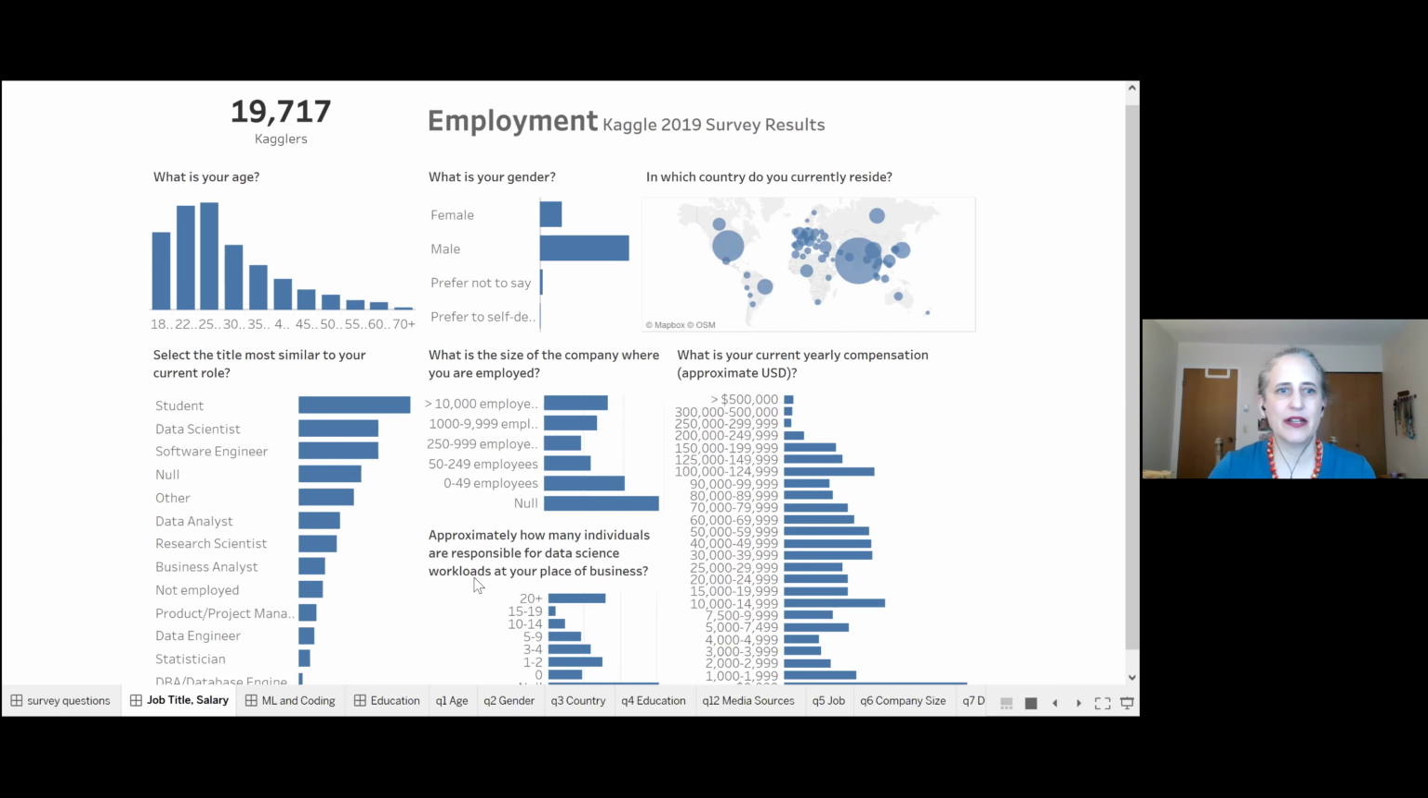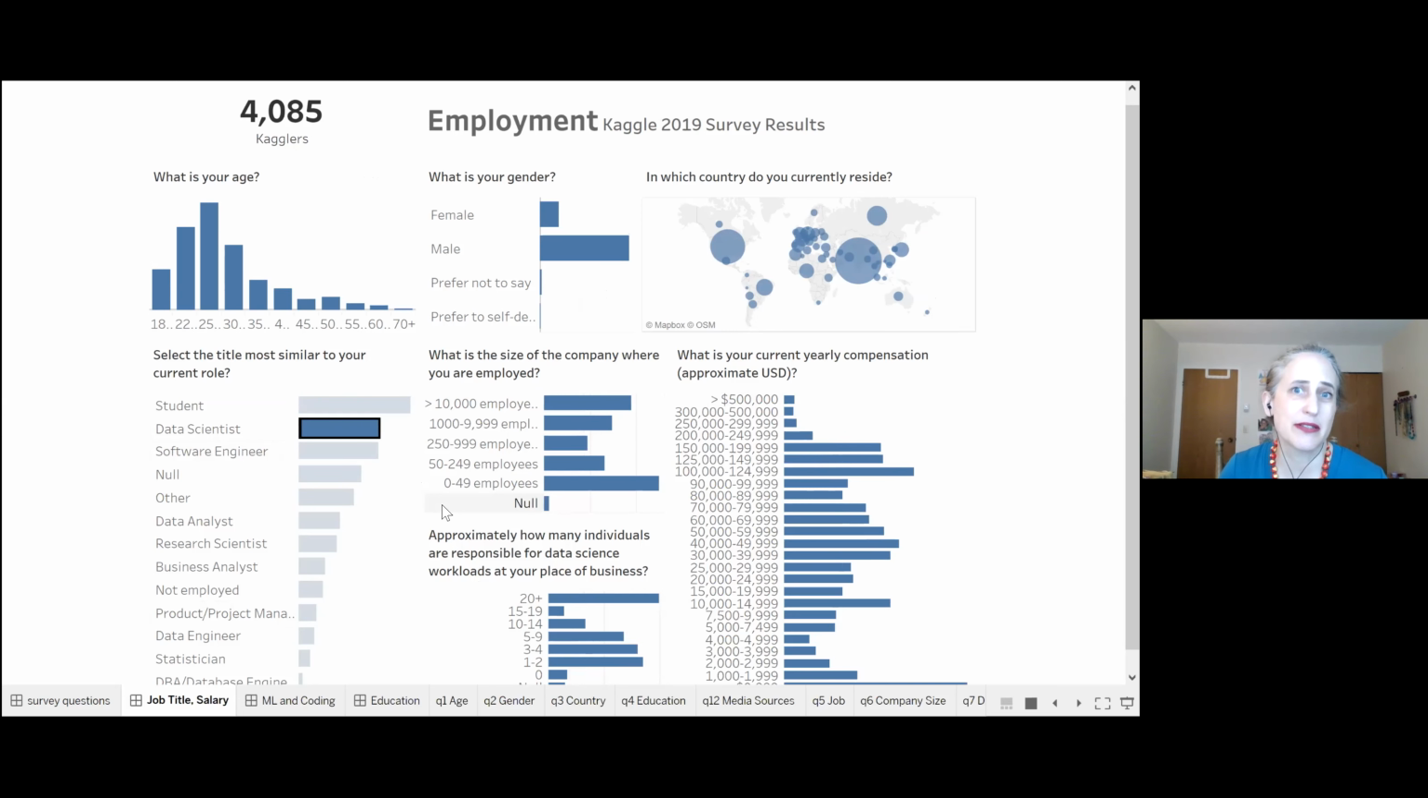So the other interesting thing here in this Tableau book, one of the key insights in the Kaggle report, is that over all the 20,000 Kagglers, most of them are male. For data scientists, it's even more true.